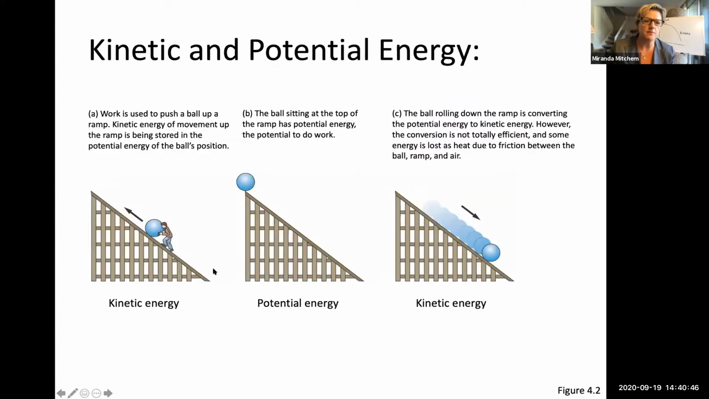So here's that example I was talking about. We'll focus on B, a ball at the top of a hill. There's no kinetic energy here yet. It's all potential energy. But if the ball is released, then that potential energy converts to kinetic energy, which is the energy associated with movement.